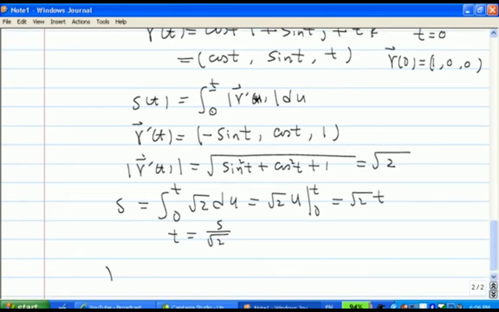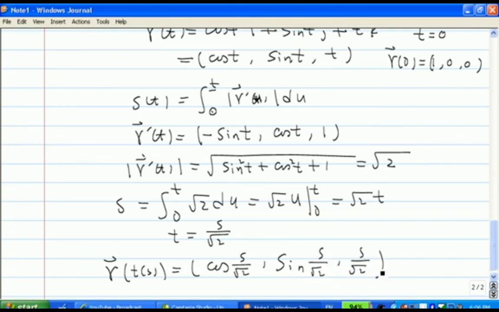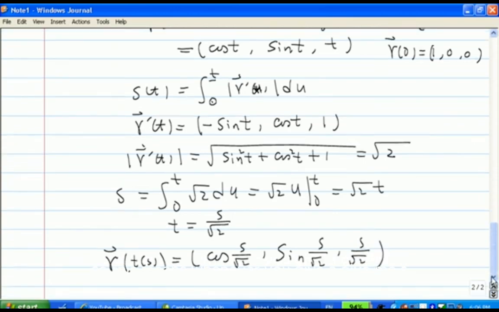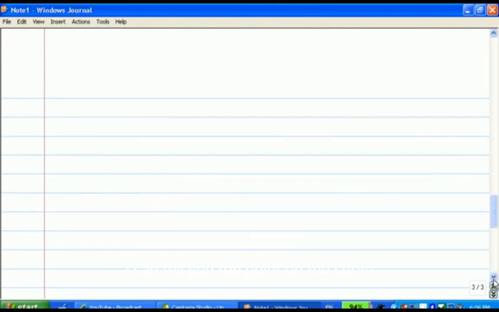So we put it back in the equation. t is a function of s. Cosine t is cosine of s over square root of 2, sine t is sine of s over square root of 2, and t is s over square root of 2. So this means whenever you give me s, I can tell you the point on the curve.